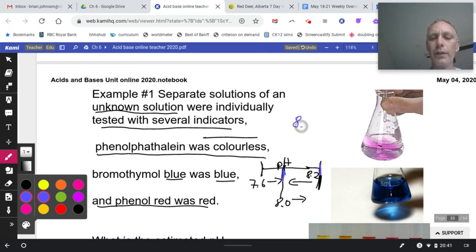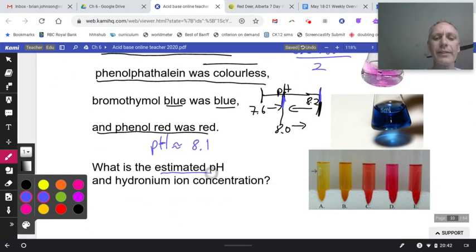So you can either figure that out in your head or add them together and divide by 2 to get the average of 8.1. So pH, I'm going to teach you a new sign today. I don't think you've seen this one before. This is a squiggly equals sign, which means approximately 8.1.